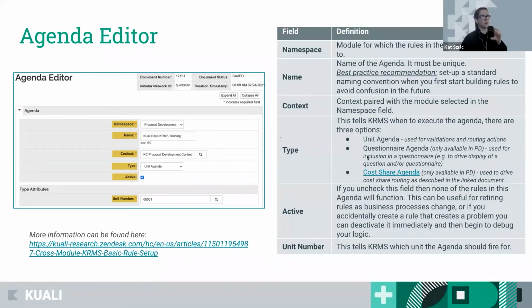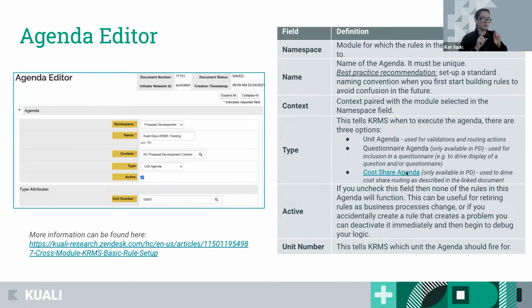As I mentioned on the proposal side, I do have a screenshot here of a proposal development agenda. The other two options that you'll also see in the type of the agenda is the questionnaire option, which is used if you're building an agenda specific to a questionnaire, meaning you want to trigger a questionnaire based on a certain criteria met in the proposal. So that's the case where you would use this type. And then the other one is a cost share agenda, which I've linked to our article on how to configure that in case you wanted to give that a try. And that just allows you to configure a cost share routing as described in that linked document.